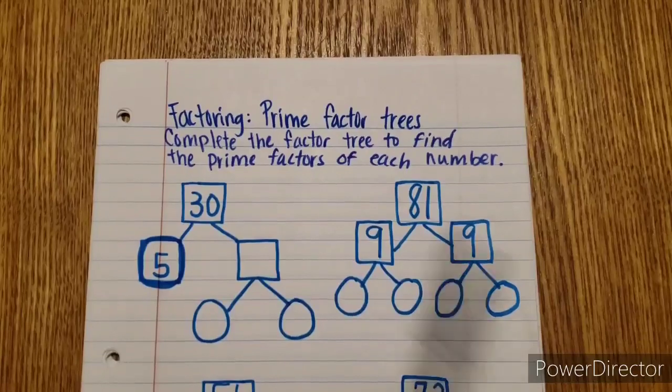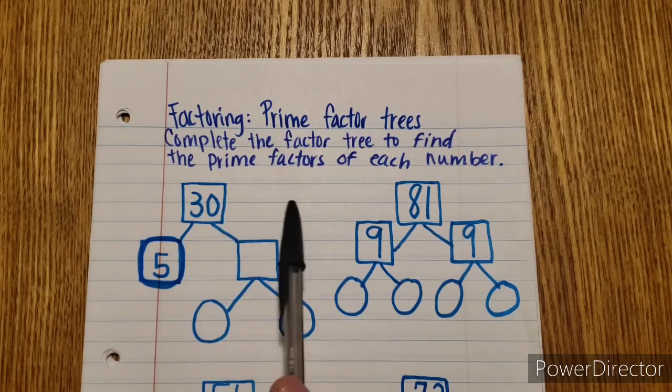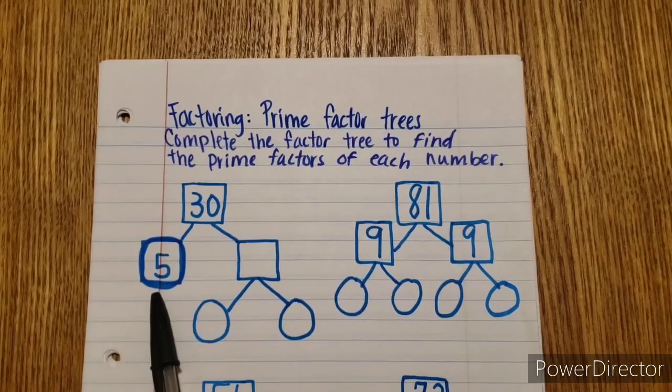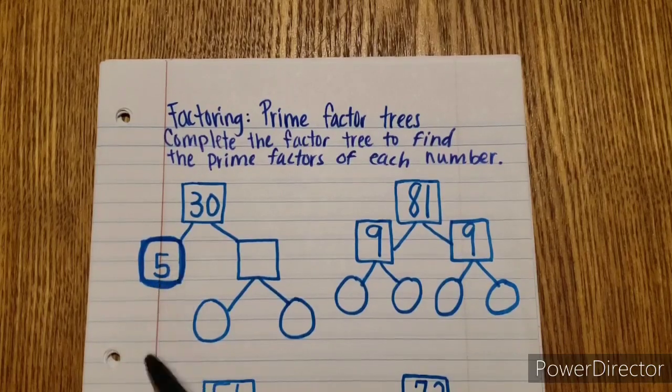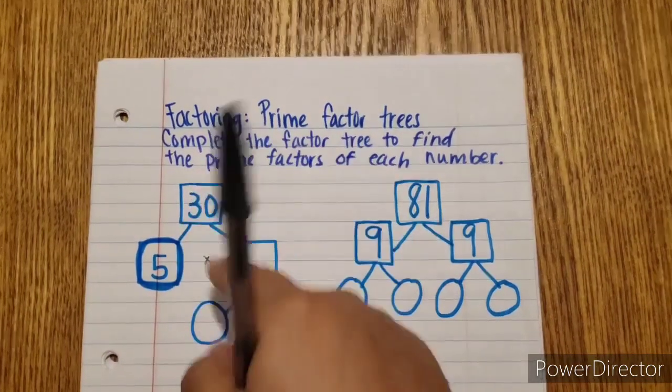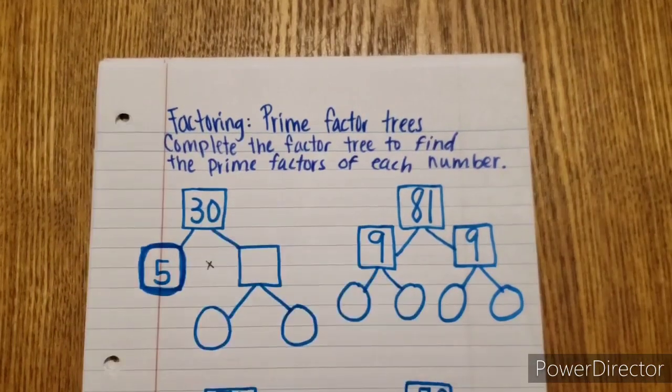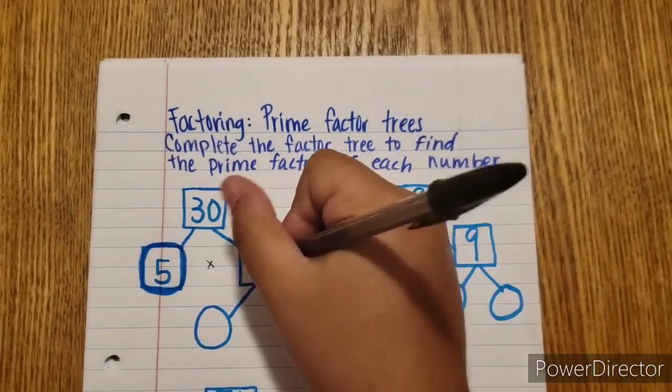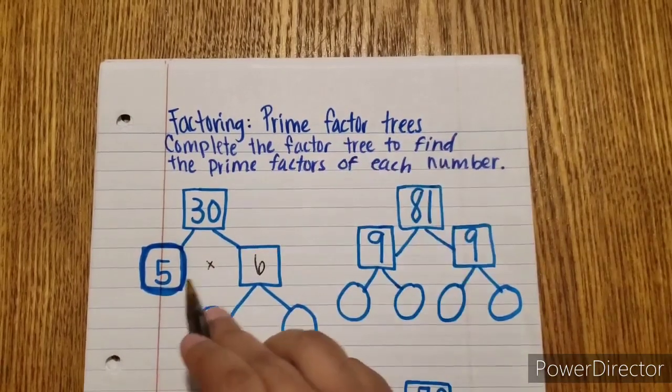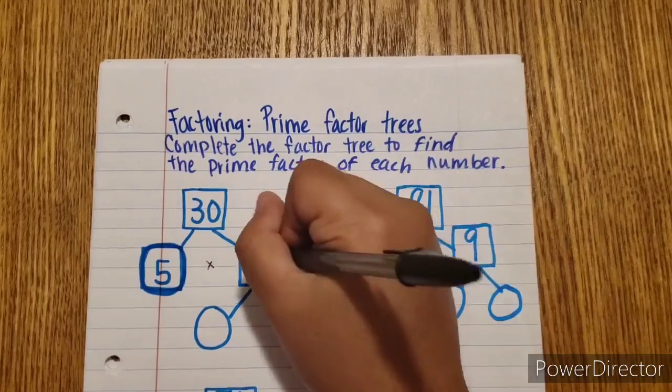Today we're going to get started with factoring, and we are going to be doing prime factor trees. So we need to complete the factor tree to find the prime factors of each number. So let's start with number 30. So here we already have the number 5. So 5 times what equals 30? That is 6. So 5 times 6 equals 30.